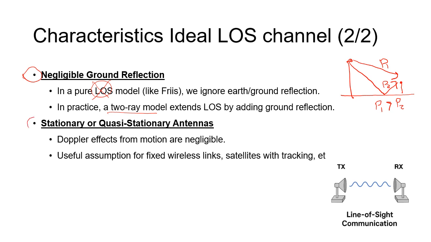Finally, the antennas need to be stationary or quasi-stationary, because if the antennas are mobile, we need to consider something called the Doppler effect, which we will cover in a different course. So in short, to apply the line of sight model, our antennas need to see each other without any obstacle. There should not be any multipath effects, no ground reflection, and the antennas need to be stationary enough not to consider the Doppler effect.